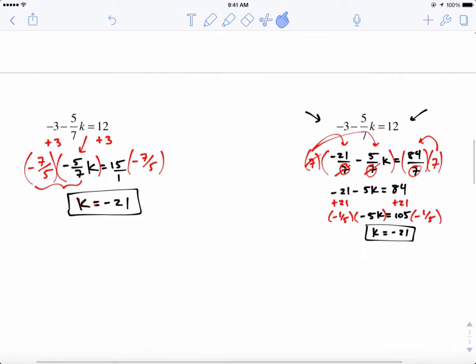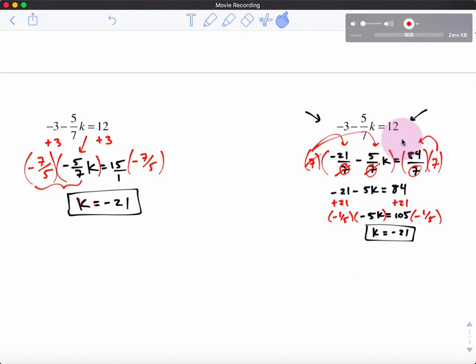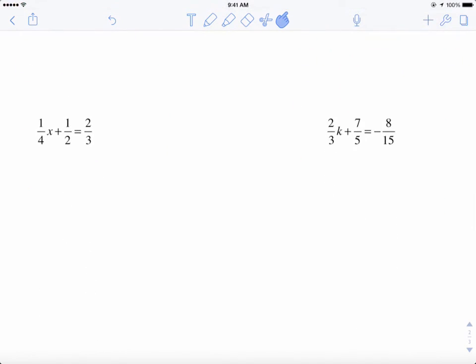So I wanted to introduce you to this idea of clearing fractions when an equation has a lot of fractions in it. Now, these ones weren't too bad. You can kind of just go with our normal 2-step equation techniques. But these two right here, when you've got a lot of fractions going on, it might just make sense to go ahead and clear them first. And there are really 2 ways to do it.